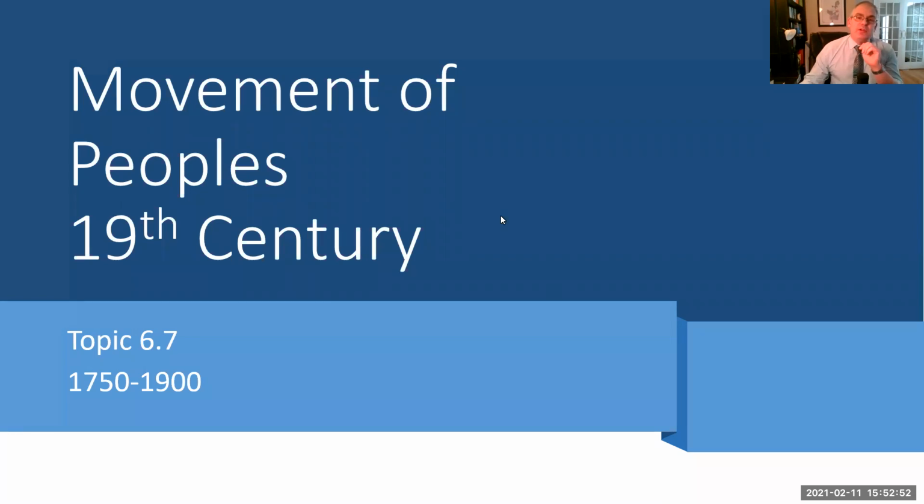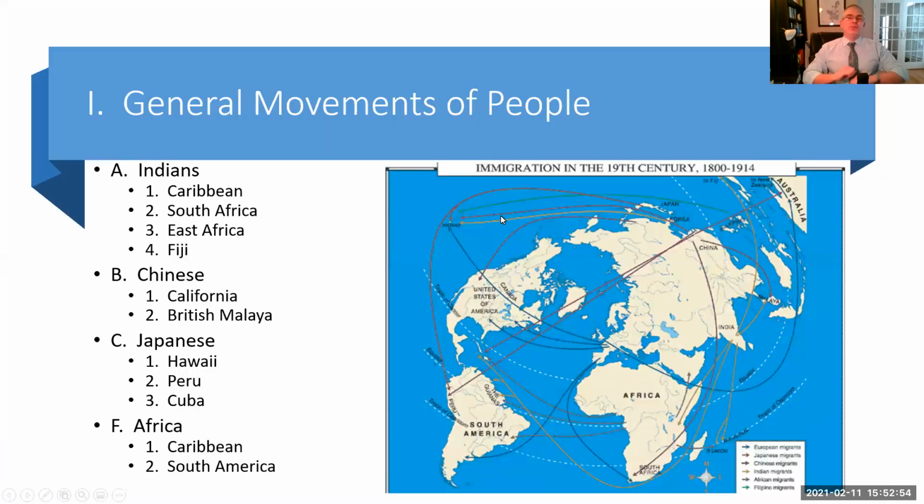As we take a look at this topic, we want to start first with a generalization, general movements of people that you should be familiar with during the 19th century. When I say the 19th century, I'm talking over the whole scope of it. When we talk about Indian migration, people immigrating out of India, the Indians who migrate throughout the globe are going to largely stay within the British Empire. This is going to be a very common thing with migration: peoples who are migrating are going to migrate throughout the empire.